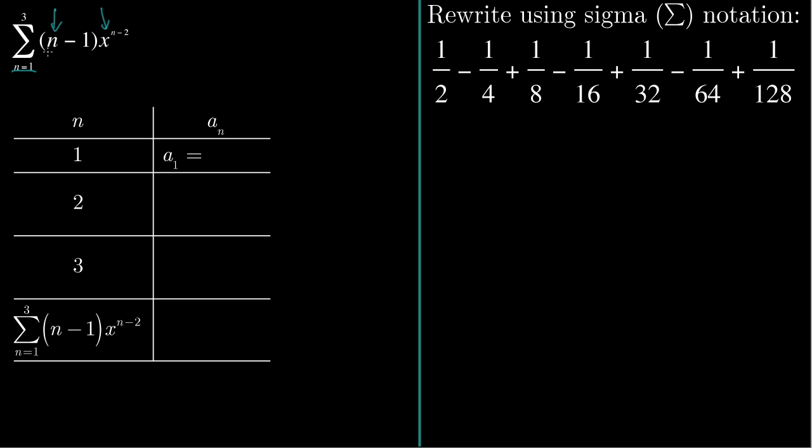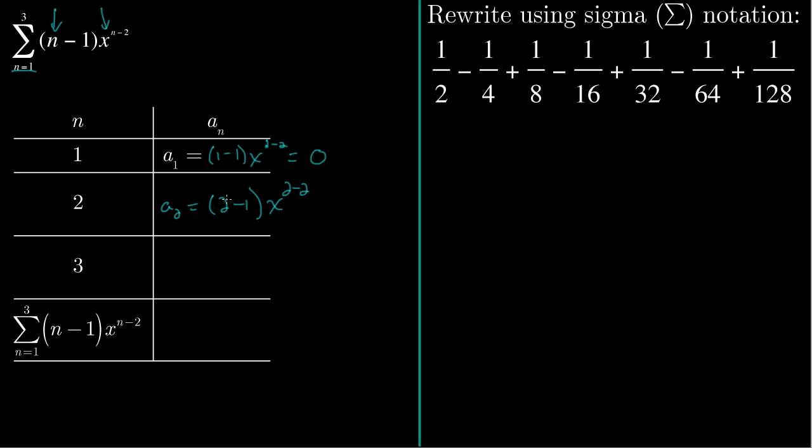So when n is 1, and when I plug in up here, I get 1 minus 1 times x raised to the 1 minus 2. 1 minus 1 is 0. 0 times anything is going to be 0. So even though x to the 1 minus 2 is x to the negative 1, or the reciprocal of x, the 1 minus 1, which is 0, multiplies that and produces a 0 answer. The second term, I'm going to plug 2 in, but only for n. So I'm going to have 2 minus 1 times x to the 2 minus 2.